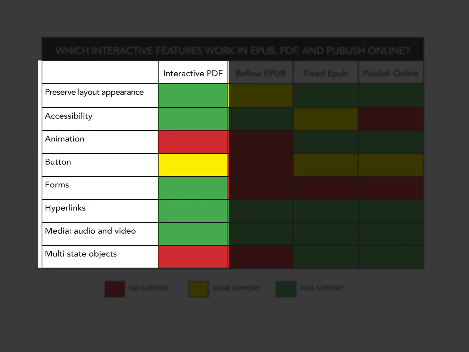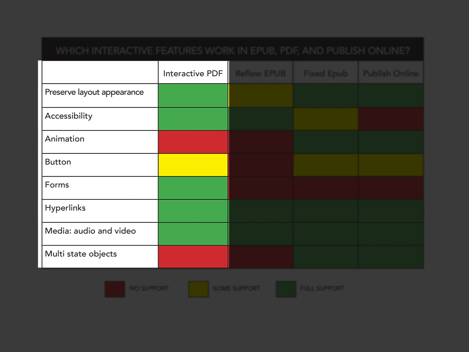Hyperlinks, you can see hyperlinks work in all of them. And a hyperlink just means that there's a word or an image that when you click on it, it takes you to the internet. That's good across the board. The media, audio, and video also look like it's a good across the board feature in an interactive PDF.